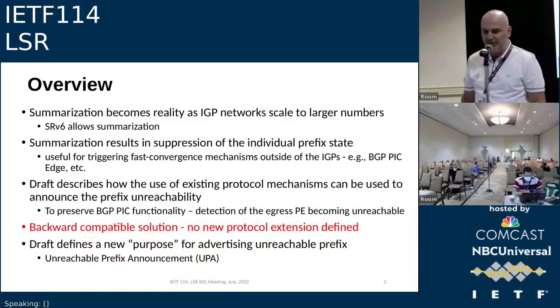Obviously, summarization is not only good, it creates problems, and one of the problems is that it hides information, it hides the reachability of the individual routers or prefixes. So the problem that we are trying to solve here is to be able to summarize and still be able to signal that something has been lost, and that can be used by various applications. Here we are mainly talking BGP PIC, but it can be used by any other applications. What this draft gives is a backward compatible solution without any need to extend the protocols. So it only defines why we are doing it, basically. Next slide, please.